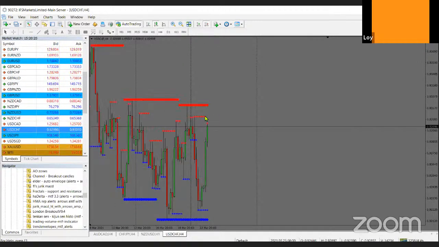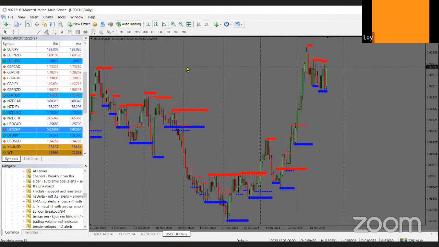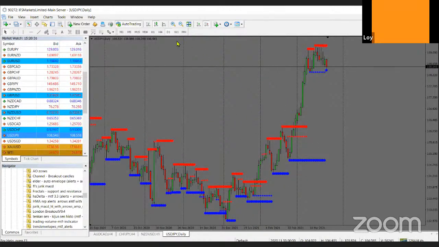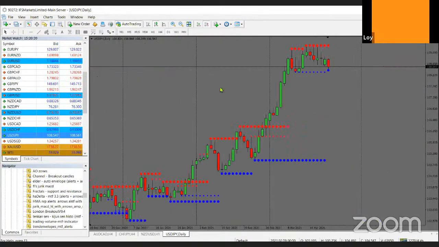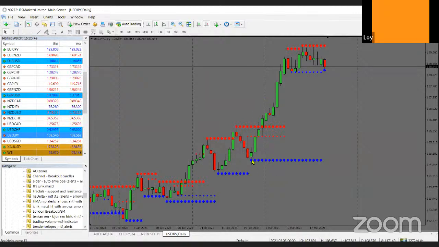Let me see if I can find dollar Swiss on the daily time frame. Yeah, this would be nice. So dollar yen, I don't think anybody will dispute with me that this is in an uptrend. So let's say taking from this part onwards.